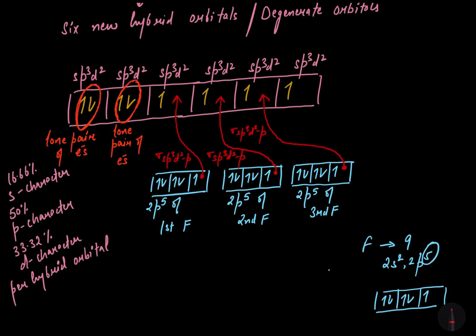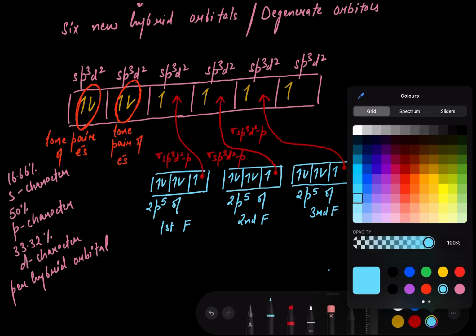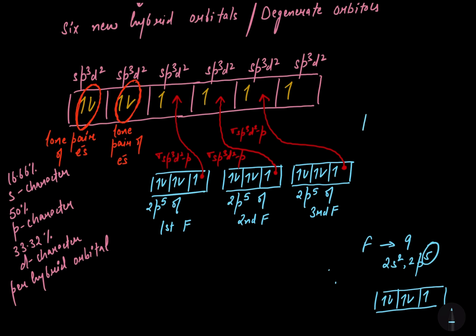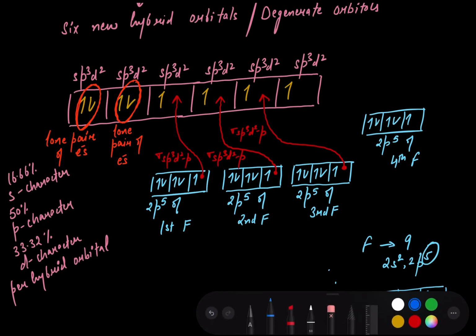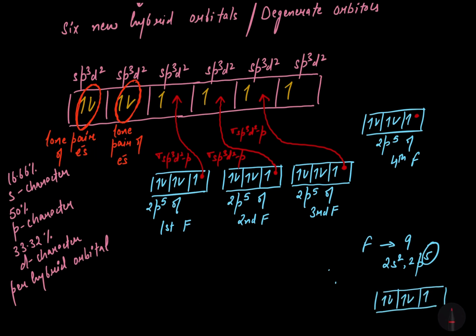Now let's talk about the fourth fluorine. That's the 2p of the fourth fluorine which has 5 electrons. Let's fill that. 1, 2, 3, 4, 5. Here also we have one atomic orbital which has 1 electron, and this is going to have head-on overlap with the sp3d2 hybrid orbital of xenon for the formation of a sigma bond, and that's sigma sp3d2 p.